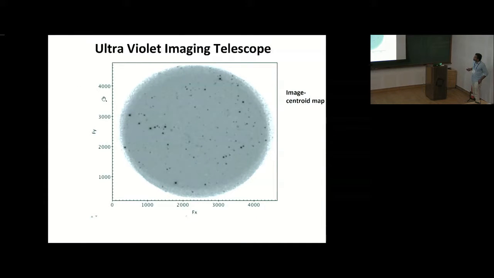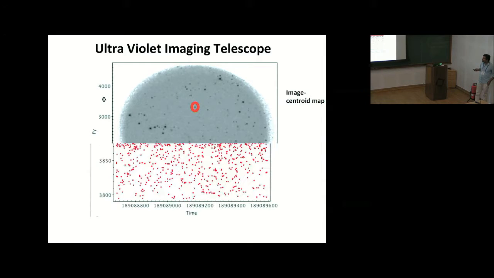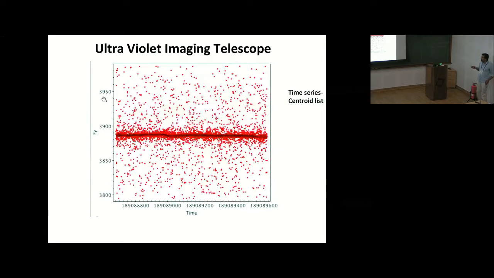This is how the centroid map over one orbit of observation looks. You can see many sources in the field. This is basically a 2D histogram of the field. If I select a source here, I can get the light curve. So there's another dimension to this, the time axis, and I get the plot, which is basically the light curve.